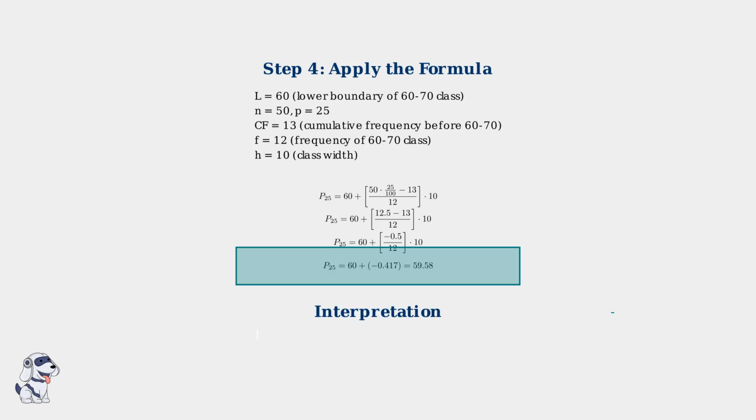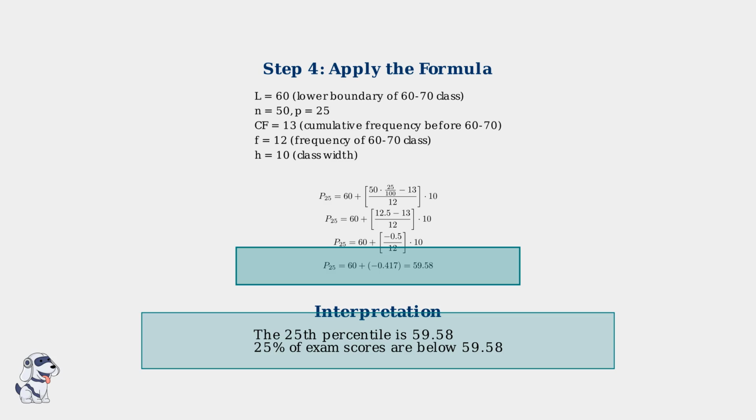The 25th percentile of our exam scores is 59.58. This means that 25% of all students scored below 59.58 points on the exam, while 75% scored above this value. Quartiles are special percentiles that divide grouped data into 4 equal parts. Understanding quartiles is essential for analyzing the distribution and spread of data.